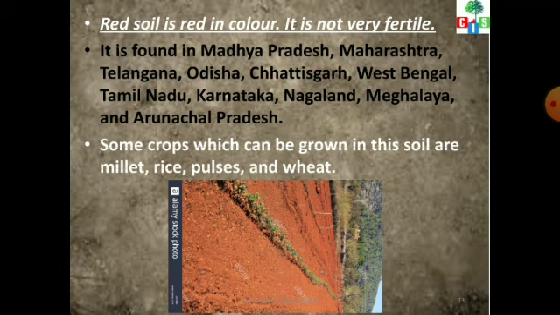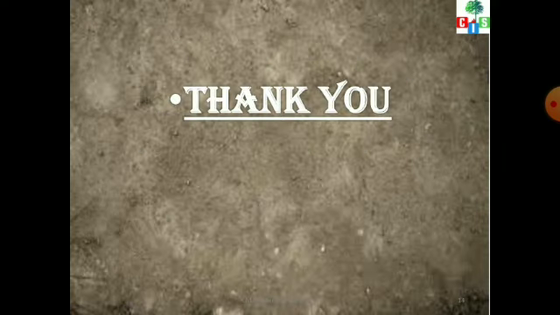Some crops which can be grown in this soil are millet, rice, pulses, and wheat. It is not that because the soil is not fertile, we cannot grow crops. Those crops which can bear red soil, we can grow such crops over there, like millet, rice, pulses, and wheat. So that's all, children, about red soil and alluvial soil, and we have seen how soil is formed.